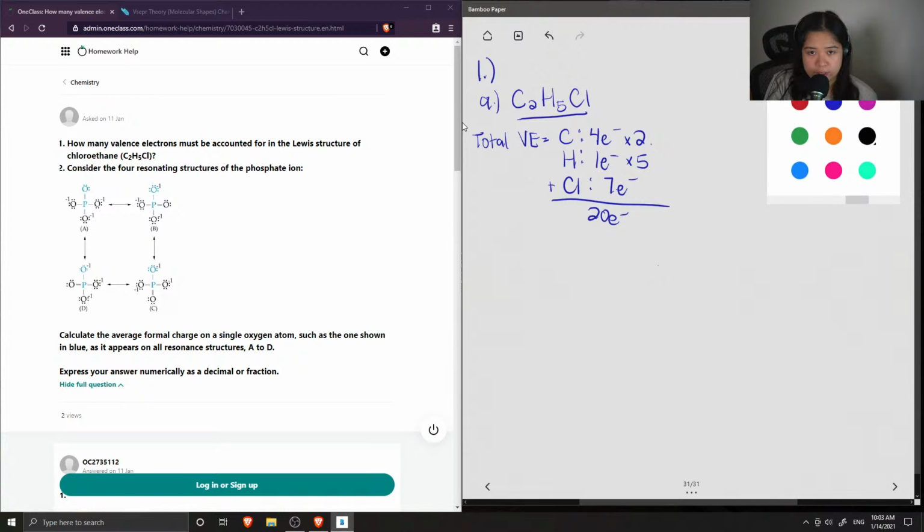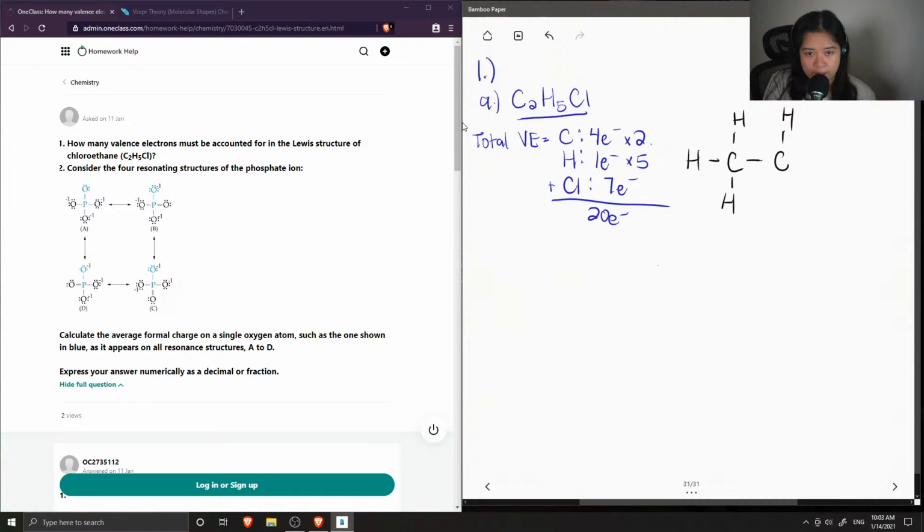So now the Lewis structure will contain the 2 carbons that have a single bond. And then I'm just going to draw 3 hydrogens singly bonded to one of the carbons, and then 2 hydrogens single bonded to the second carbon. And then finally, I'll draw my chlorine. So now notice my carbons and my hydrogens, they all have their full octet, or doublet in the case of the hydrogen. And for chlorine, we just need to add all of its lone pairs.